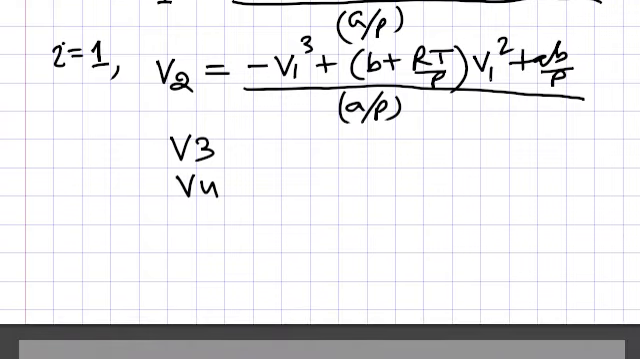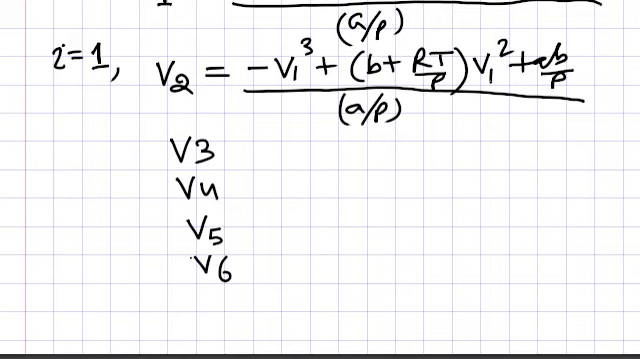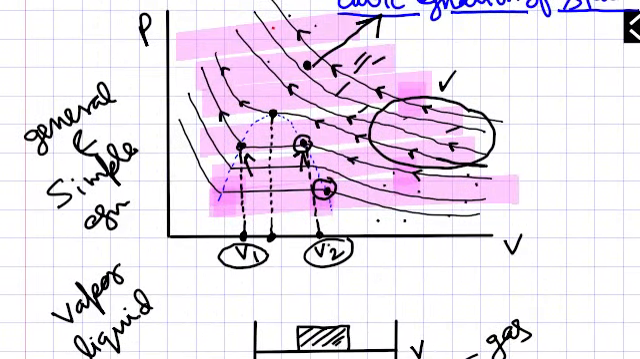So at certain point, suppose I am saying here you get V5 and V6, and suppose these values are almost equal, then you can decide that this is your liquid volume. So what volume you are getting, actually this time you are getting this volume.